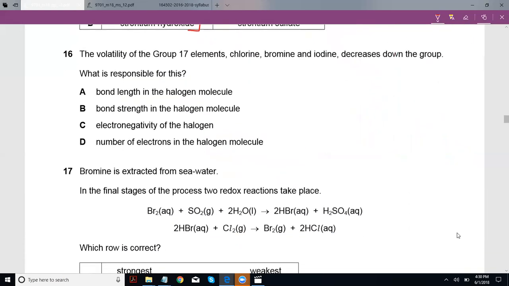Anyhow, the volatility of group 17 elements, so group 7 basically, chlorine, bromine, iodine, decreases down the group, which means that down the group they vaporize less easily.